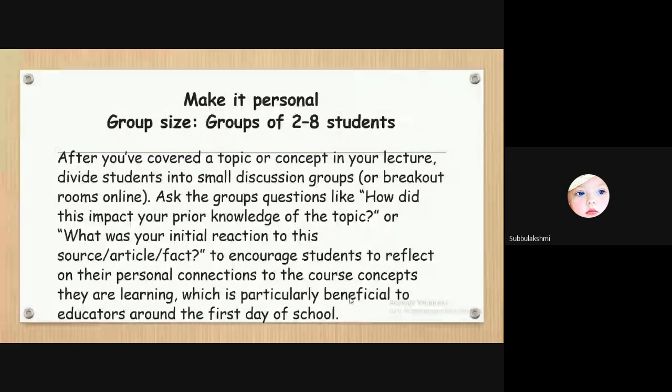Next, for a concept or a topic that the students receive, they divide into small groups and ask the question: how does this concept impact our prior knowledge? Every topic that we come across, every one of us may have prior knowledge of it. So how does this lecture or concept impact our prior knowledge? How did we react to it? How was our experience, and what personal connections did we have? These sort of activities could be done by the students.